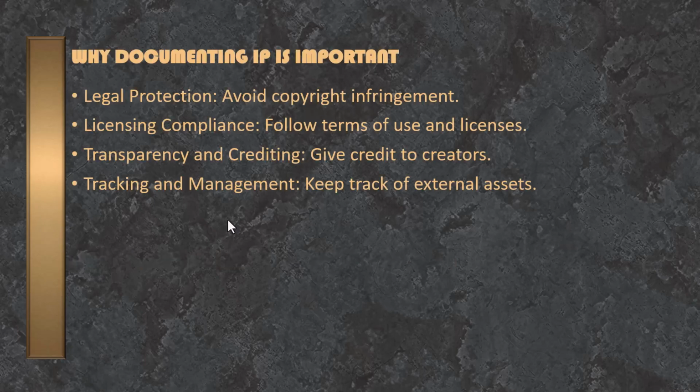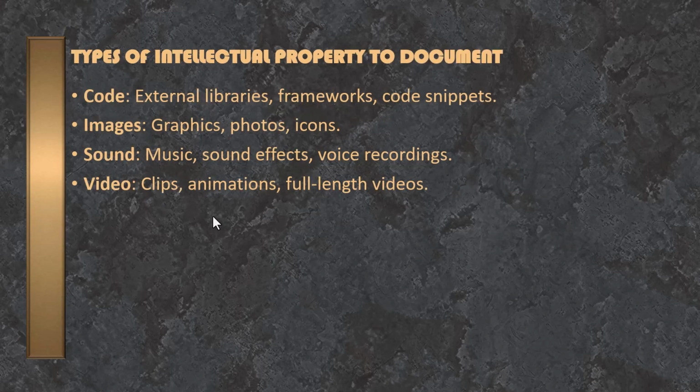The other thing to discuss is documenting intellectual property. Why do we want to document intellectual property? Well, first of all, legal protection. You want to avoid copyright infringement, so you want to make sure that whatever you use in your application follows the licensing requirements for that asset. This can include images, video, snippets of code. So you want to give credit where credit is due, and it also allows you to track. You want to make it easy to track the intellectual property that you're using through your application. So these are examples of things that you want to document in your code: code, images, sound, video.